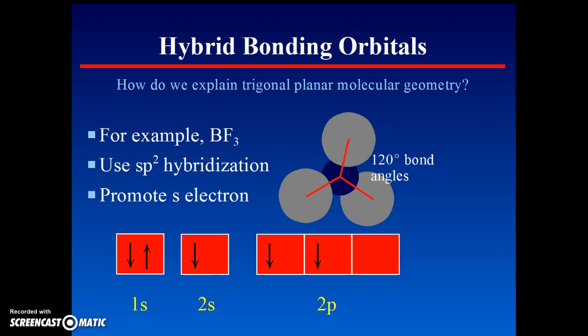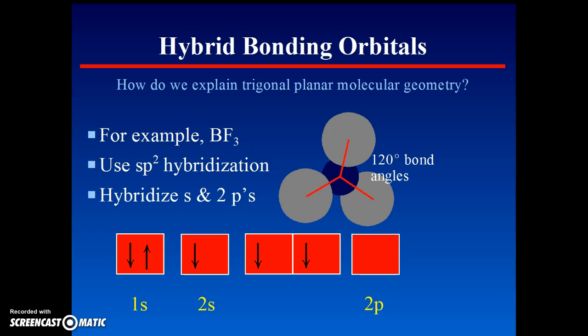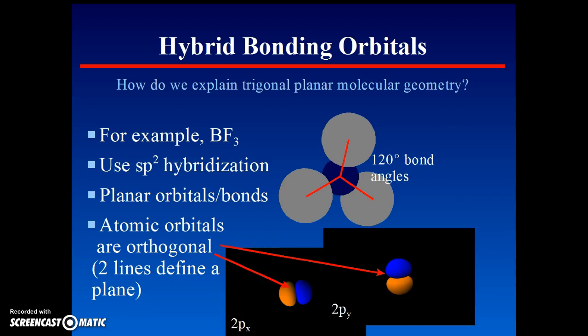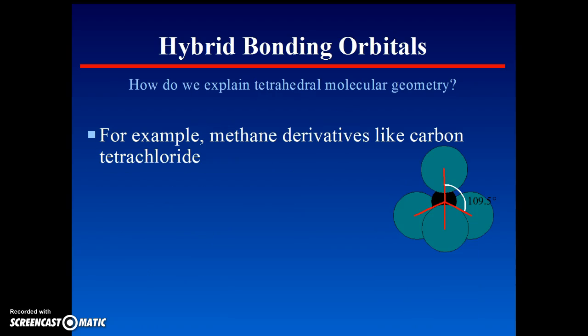We take the boron, we promote an s electron to one of the p orbitals, and we move them together, hybridizing them, mixing them up, if you will, and we leave a 2p orbital unoccupied. We now have 3 sp2 orbitals. If we graph these, we see that the atomic orbitals are orthogonal, that is, they're perpendicular to each other in the same plane.